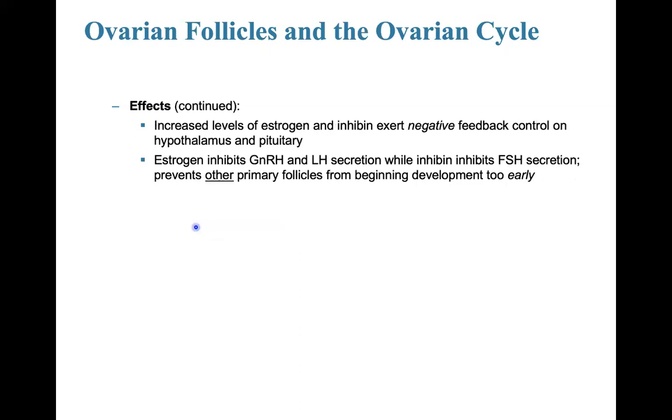The increased levels of estrogen and inhibin will exhibit a negative feedback control on the HPG axis. Estrogen will inhibit gonadotropin-releasing hormone and LH secretion, while inhibin inhibits FSH secretion. This also prevents other primary follicles from beginning development too early.